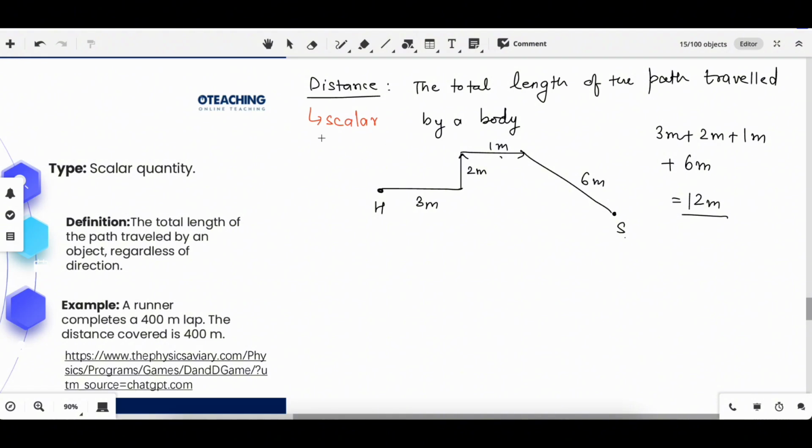Understood? Okay. And its standard unit, the unit in which we measure it, is meters, which is accepted all over the world. But what are the other units? Kilometers, centimeters, you could have miles, etc. But the standard unit is meter, which is accepted throughout the world.